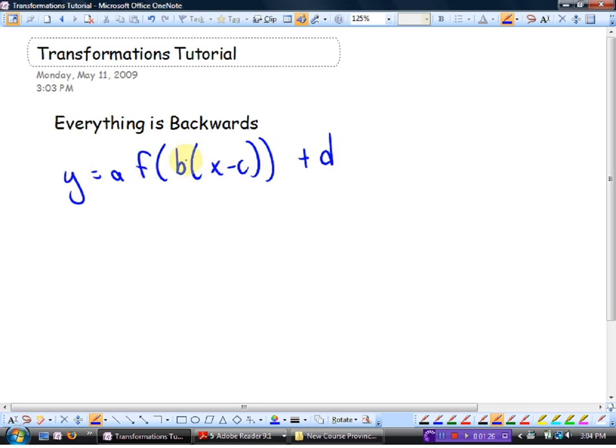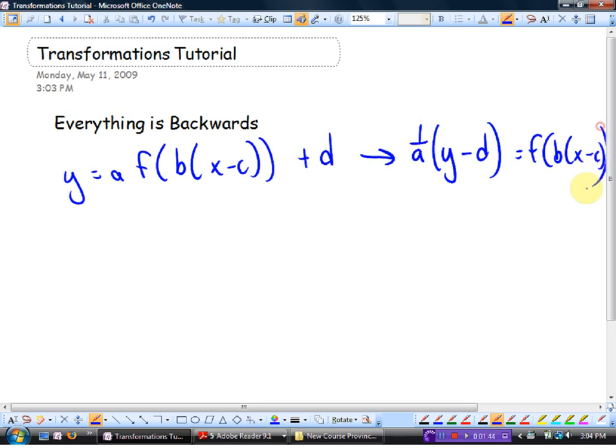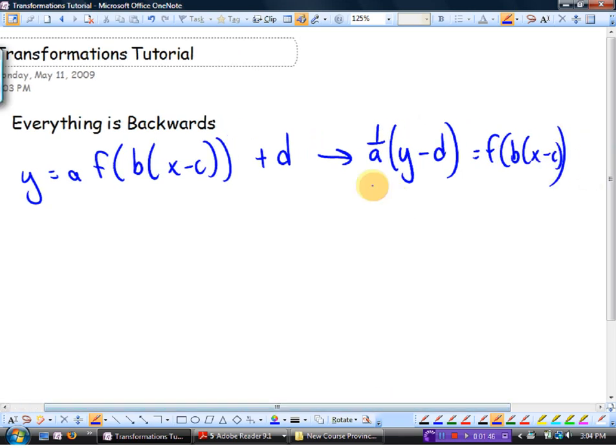We wrote most of our equations in this function notation. Now remember, you could actually take the time to rewrite this as a bracket y minus d close bracket equals 1 over a, f of b bracket x minus c. If you took the time to rewrite everything like this, where you got all the y stuff next to the y and all the x stuff next to the x, then my everything is backwards rule held. Then it was just fine.